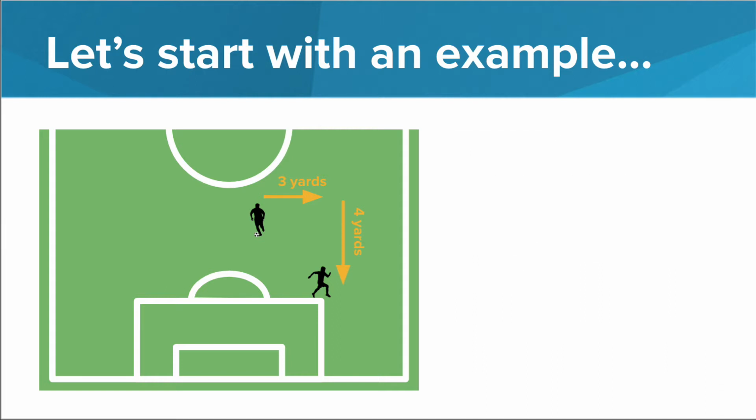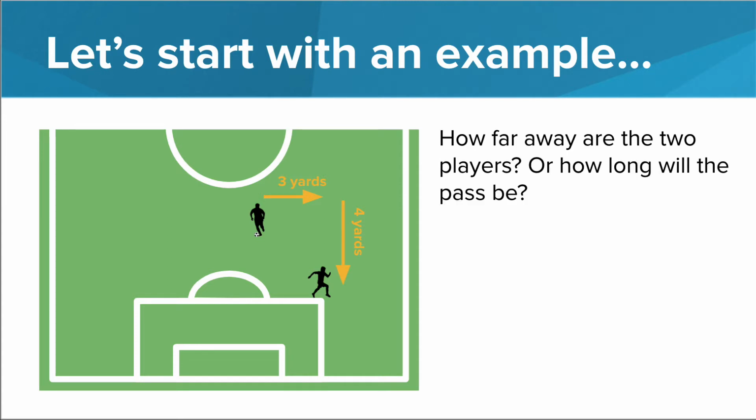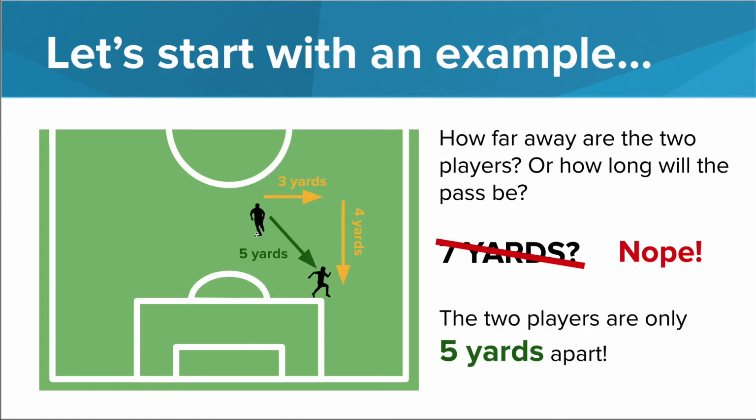She is about to receive a pass from the first player, so the question is, how far away are the two players? Or how long will the pass be? Is it 7 yards? If we add the two legs of her run, that's the total distance. But maybe you can see that they are not actually 7 yards apart. In fact, they are only 5 yards away from each other.